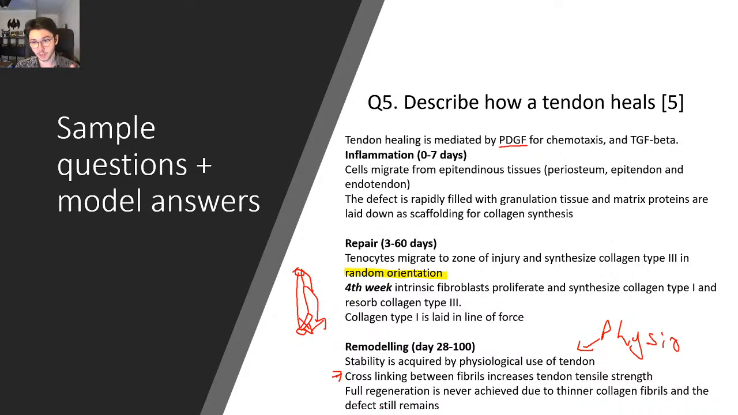Now, full regeneration is never achieved because the collagen fibrils, the new ones, are thinner and the defect still remains. What does happen, though, is that the tendon is partially regenerated and you regain the access and the use of that tendon. Now, if you don't do your physiotherapy, you don't get stability, and your tendon does not heal. And that's when you have to move on to more drastic, more intense therapies.